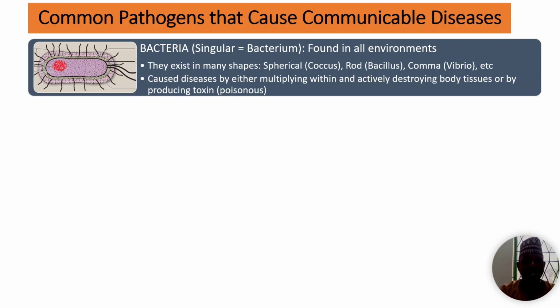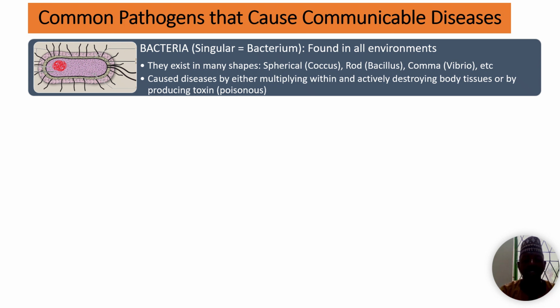Now, bacteria, the singular form is bacterium. Bacteria are generally found in almost all environments. They are disease-causing agents, although most of them are harmless, but we have pathogenic ones among them. Generally, bacteria exist in many shapes, such as spherical shapes or coccus, rod shape or bacillus, comma shape or vibrio, spiral shape or spirillum, and so on. So they exist in various shapes.